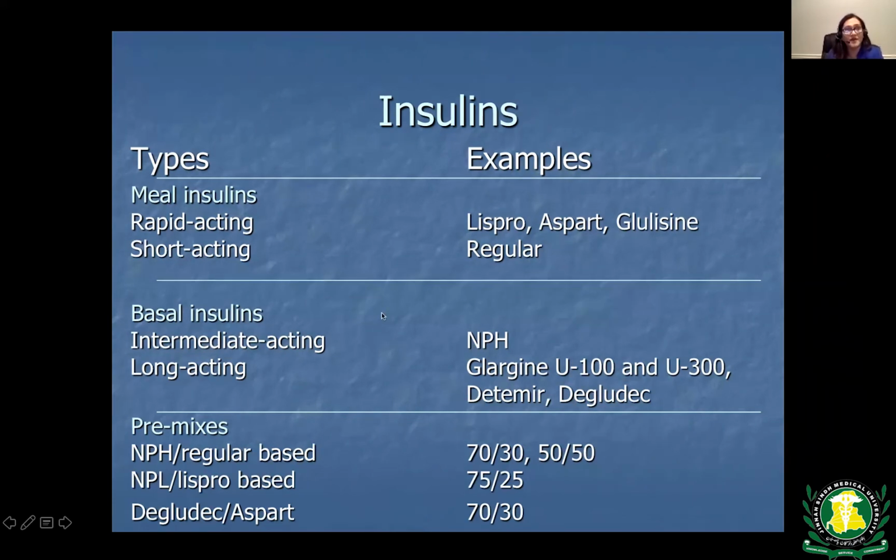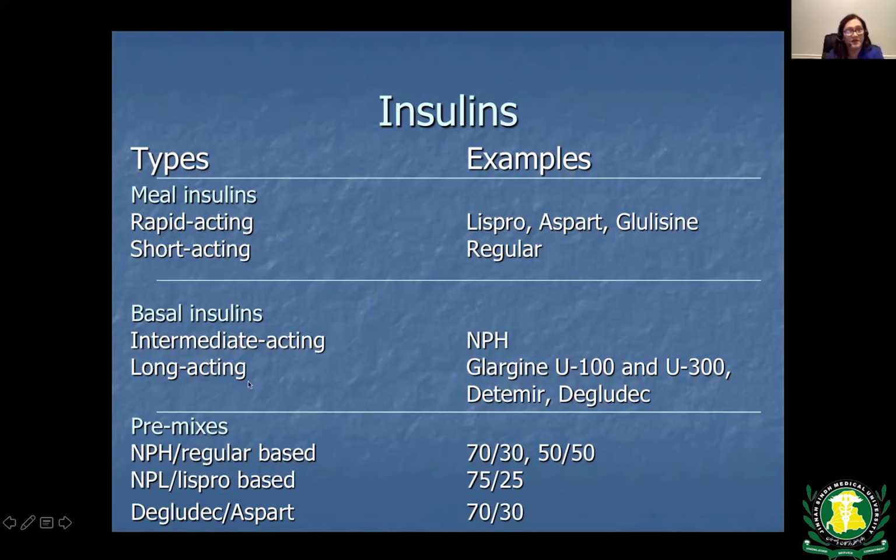So basically, there are the short-acting insulins or the mealtime insulins. You have rapid acting and short-acting. The short-acting is the regular insulin, whereas the rapid acting are called the insulin analogs, and they are lispro, aspart, and glulisine. The basal insulins are the intermediate acting and long acting.